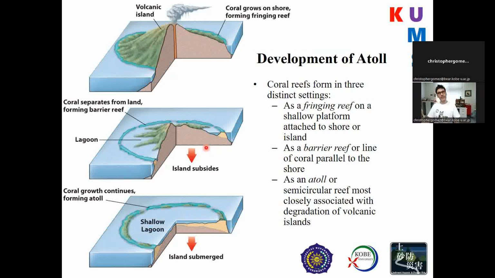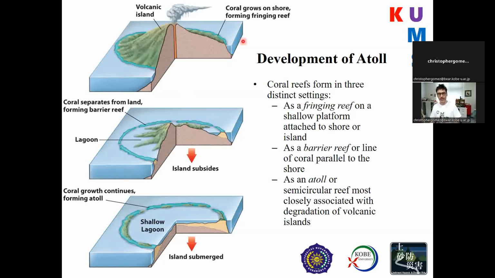And coral reefs, when they develop, can create some very peculiar landforms. A coral reef forms in 3 distinct settings: as a fringing reef on a shallow platform, as a barrier reef, or they can also develop as an atoll, a semicircular reef most closely associated with the degradation of volcanic islands. So this is the process here.